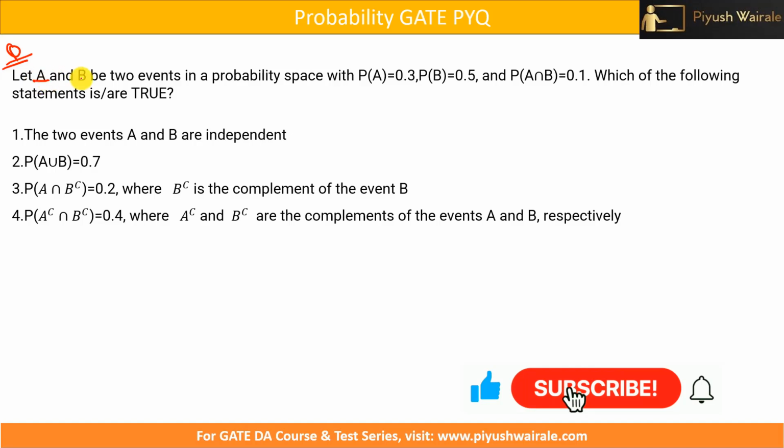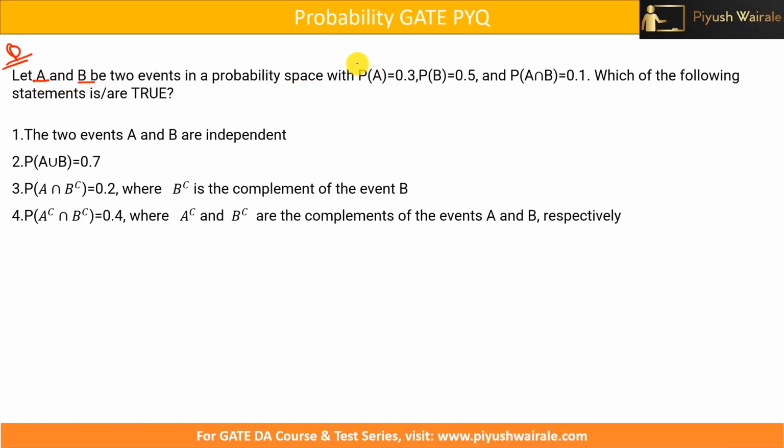Let A and B be two events in a probability space. The probability of A is given to us, that is 0.3. Probability of B is given to us, that is 0.5. And probability of A intersection B is given to us, that is 0.1. Which of the following statements are true? Four options are given to us and we need to find out which of the options are correct.